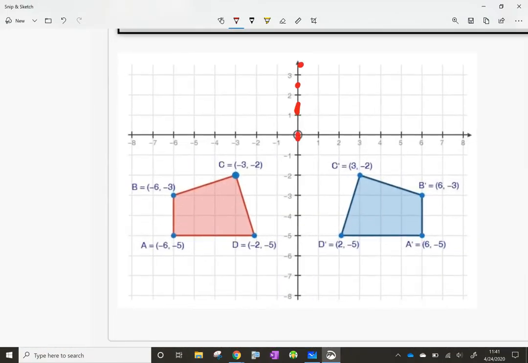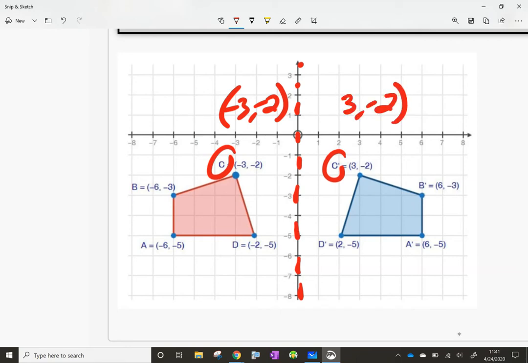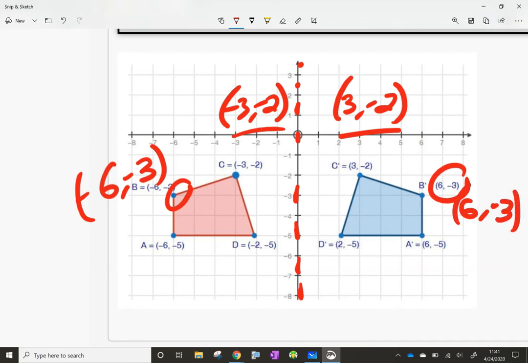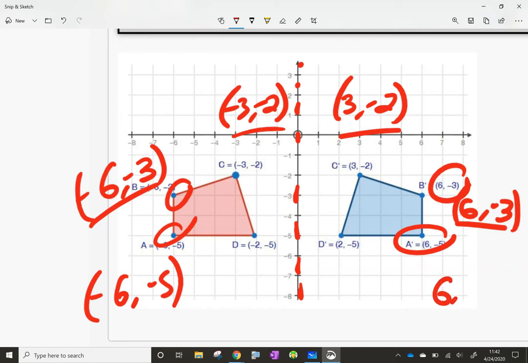This is, of course, reflecting over the y-axis. C goes to C prime, right? So that's the original point, that's the new point. It started as -3, -2, and then when it flipped, it became +3, -2. So notice how similar but different they are. And let's look at B and B prime. B started at -6, -3, but it ended at +6, -3, right? So again, notice how similar but different they are. Same thing with A. A starts at -6, -5, but it ends A prime at +6, -5.